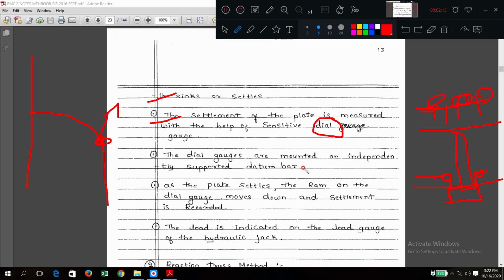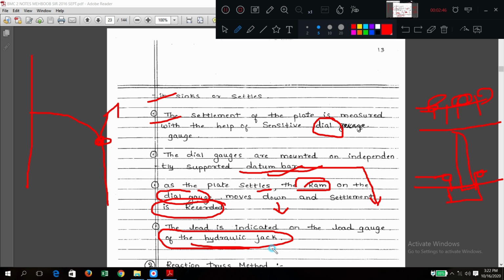The dial gauges are mounted independently on the datum bar. This datum bar also we have seen. As the plate settles, the ram on the dial gauge moves down and the settlement is recorded. Don't worry about all those things. Just understand that the dial gauge records the settlement with respect to the datum bar.